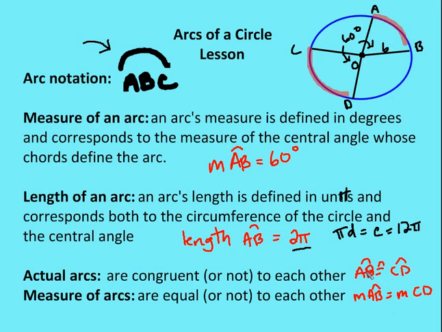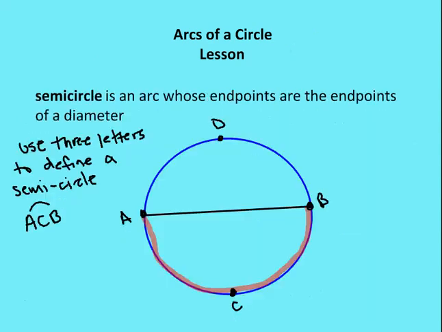So when we talk about the physical properties, we talk about congruence. When we talk about the actual measure, we're going to say that they're equal, because the 60 degrees is a definite measure. Those values are going to be equal to each other. All right, so actual arcs are congruent or not to each other, and measures of arcs are going to be equal or not to each other. And we write them in this fashion.